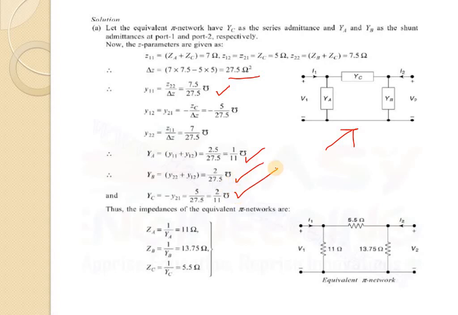This is the relationship by which we can convert a T network into a pi network, and using that relation we have directly converted it. Thus the equivalent impedances for the pi network are ZA equals 1 by YA, ZB equals 1 by YB, and ZC equals 1 by YC. In that way we have converted these values to the pi network, and this is the pi equivalent of the network given in T form.